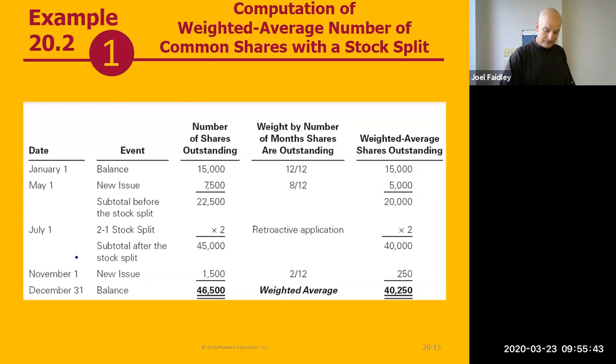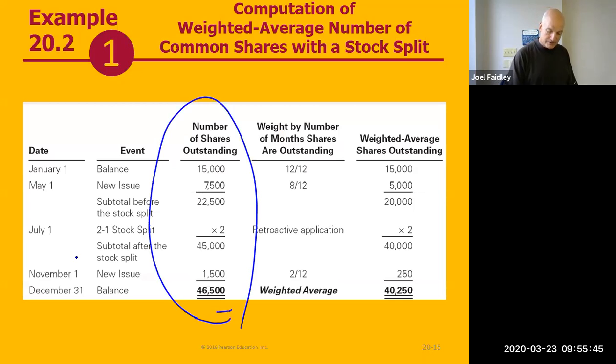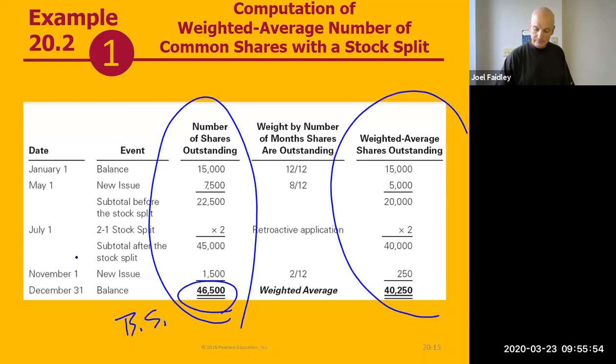So down the left side again, this is what's going to be on your balance sheet at year end. Outstanding. But for calculating earnings per share, we're going to do this over here. All right, so we had 15,000 shares beginning of the year. So for the full year, 15,000. We issued 7,500 on May 1. So 8/12, 8 months of that is 5,000. So we got 20,000 shares, weighted average, before this 2-for-1 stock split.